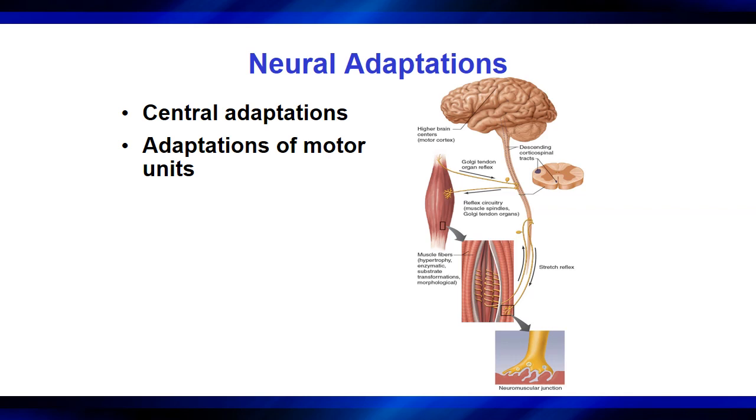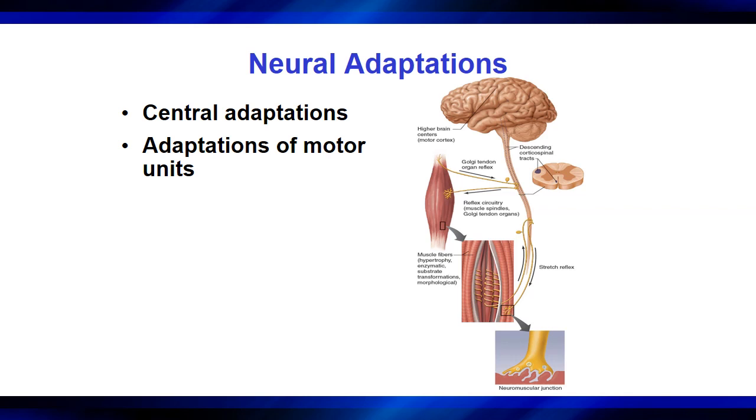Basically, the central adaptations, again, the central nervous system consists of the brain and the spinal cord. The motor cortex activity will increase as the level of force developed during the exercise begins to increase. And it's going to increase even more when you're doing new or novel exercises.